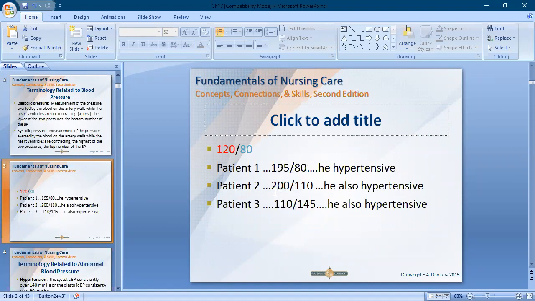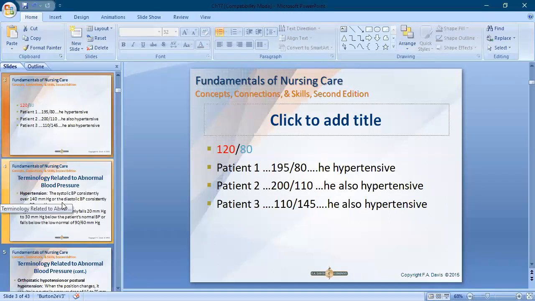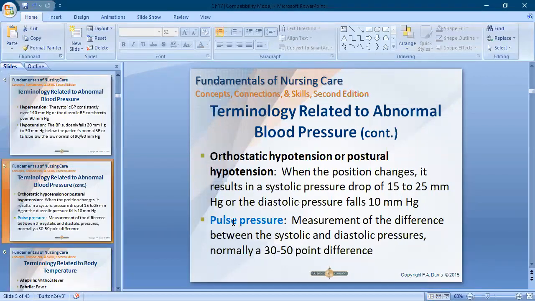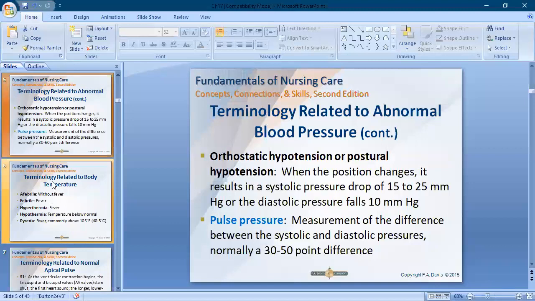Same thing, patient number 2, what is the difference between 200 and 110? It is almost 90. So 90 is the pulse pressure. So the difference between systole and diastole is called the pulse pressure. Very important. It is easy, I know, but don't neglect it. Otherwise, you will miss the score in the board exam.